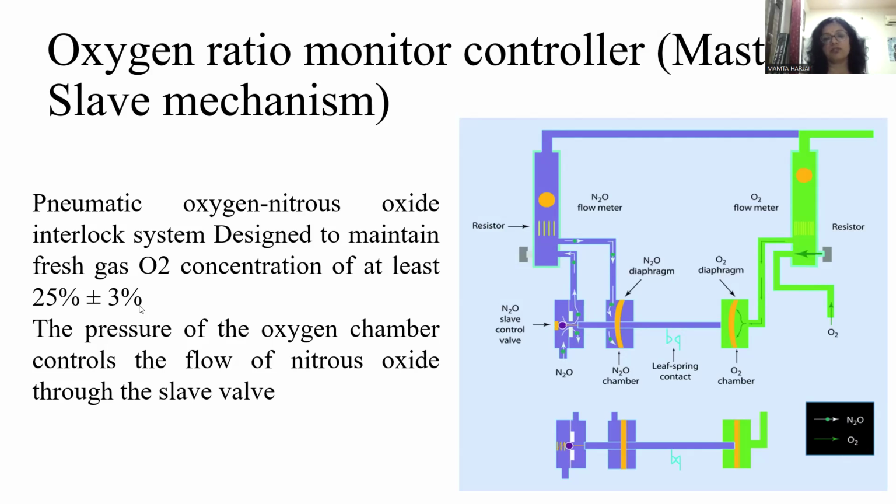Now, this is interfaced mechanically as well as pneumatically by the oxygen chamber flow. Suppose there is proper, adequate flow in the oxygen chamber, the nitrous chamber will pneumatically move, the diaphragm will move, and it will allow the nitrous oxide to go into the flow meter. But suppose oxygen delivery is less than 25%, what will happen is the diaphragm will not open pneumatically and the nitrous oxide will not go into the flow meter. So this is basically a master-slave mechanism.